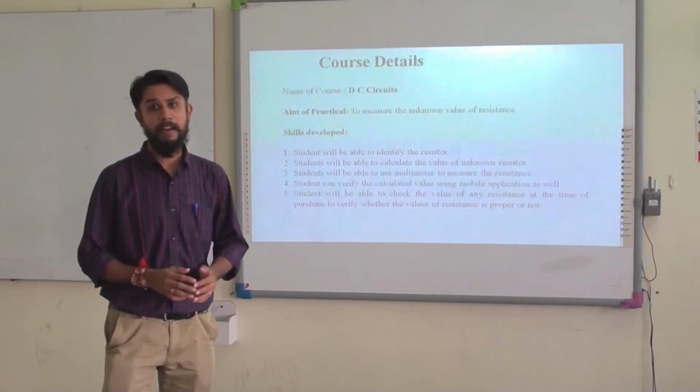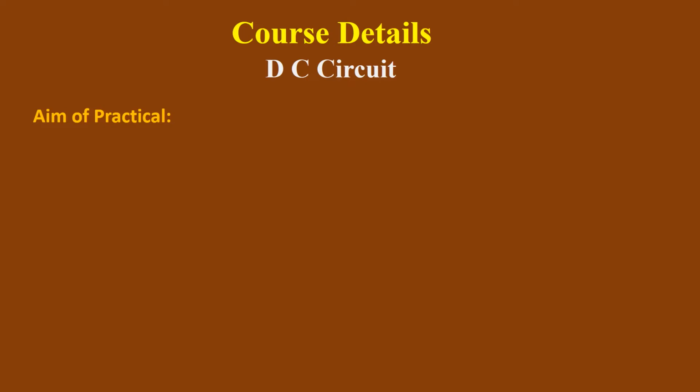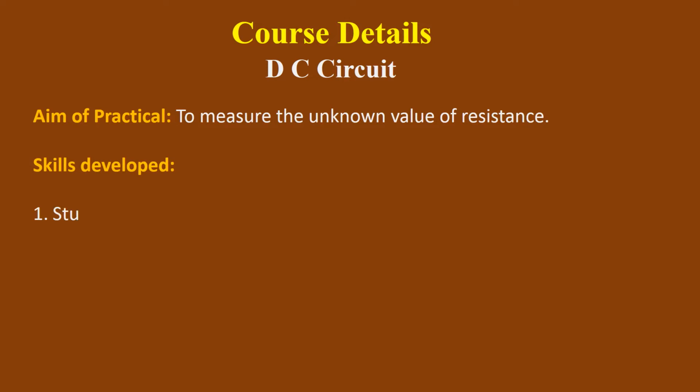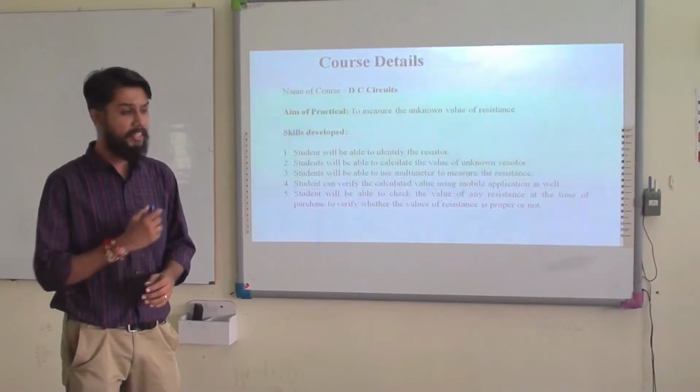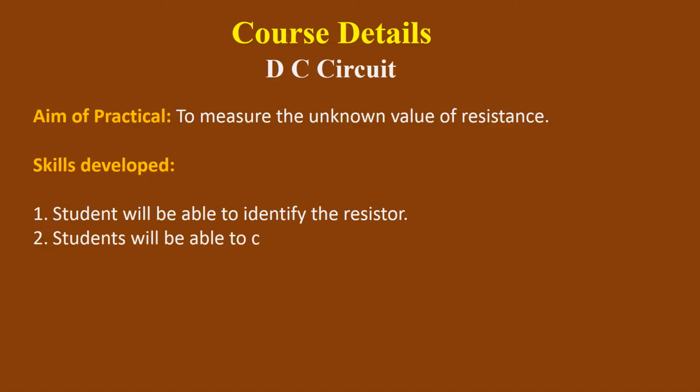With the conventional practice we start with the theory session. The aim of our practical is to measure the unknown value of resistor. After performing this experiment, students will be able to identify whether the component is resistor or not. Basic identification can be done with the help of this. Student can be able to calculate the unknown value of resistor.